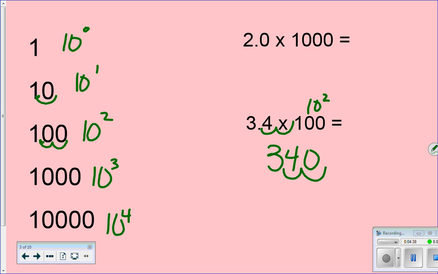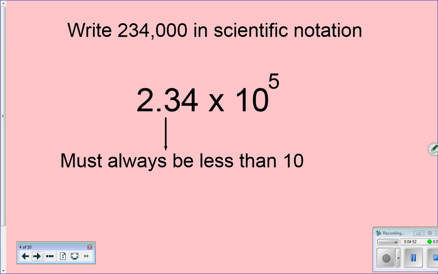Yep, and that's where it stops then. Like I said, it's not how many times zeros go on there. It's how many times that decimal moves. Okay? So this is basically the basics of scientific notation today. Okay? So I'm going to show you how to do this.